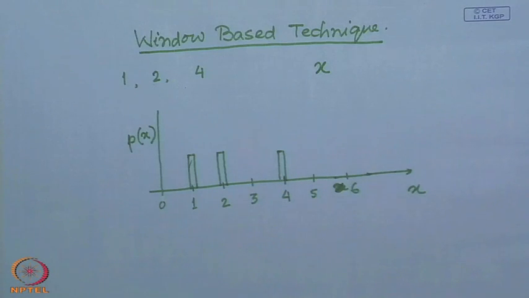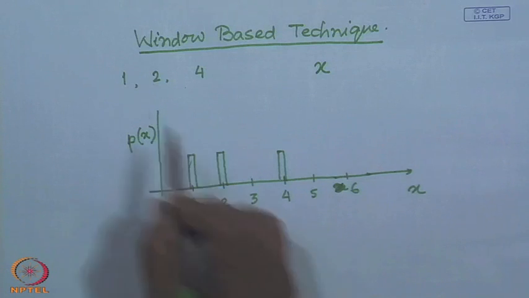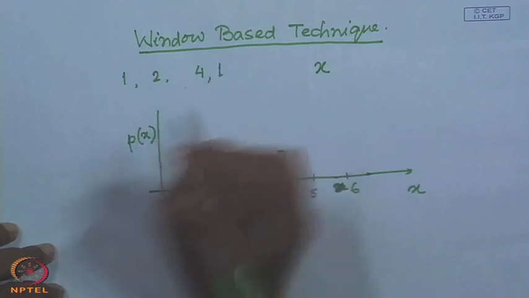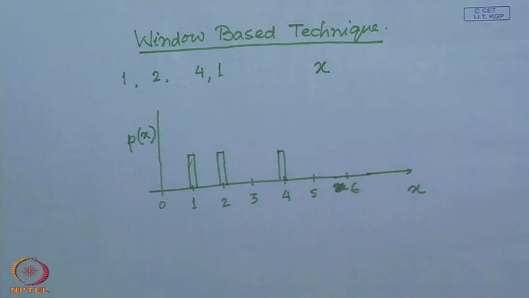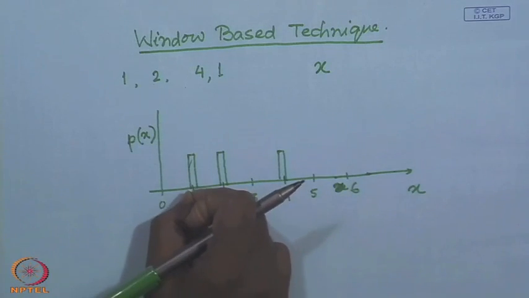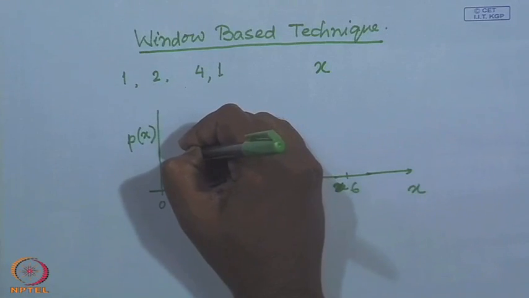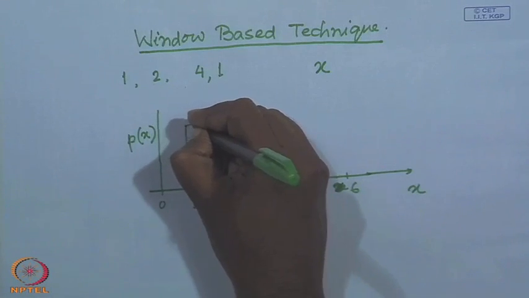Now, if I have a situation something like this, that my samples are 1, 2, 4 and I have one more sample at location 1. Then obviously, there are 2 delta functions which will be superimposed at location x equal to 1. So, the height of this delta function will be just double.